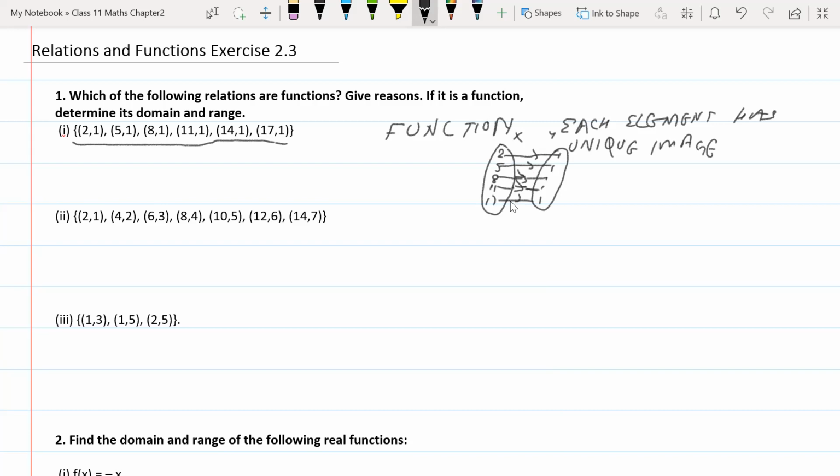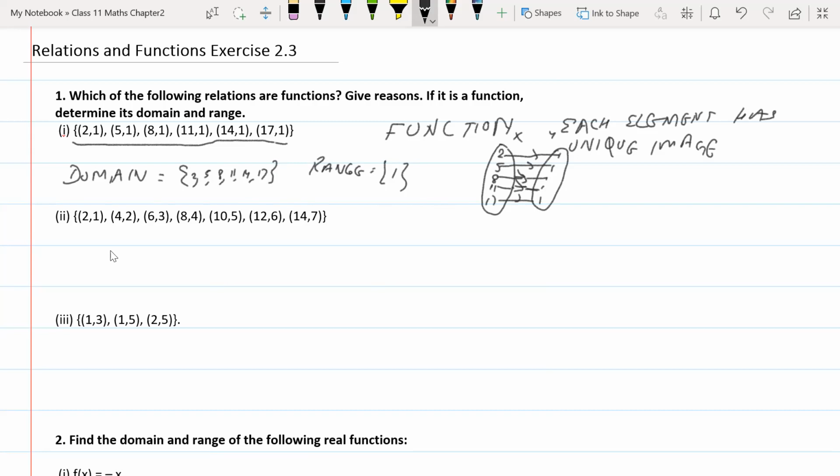This relation is a function, and the domain of this relation is 2, 5, 8, 11, 14, and 17. This is the domain. And what is the range? Range is the image, that is 1. So it means the range is 1 only.